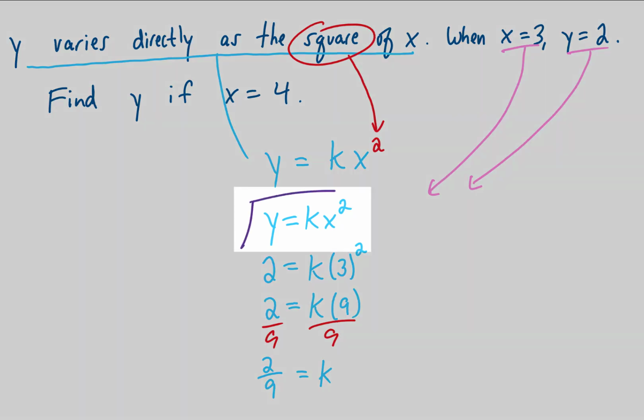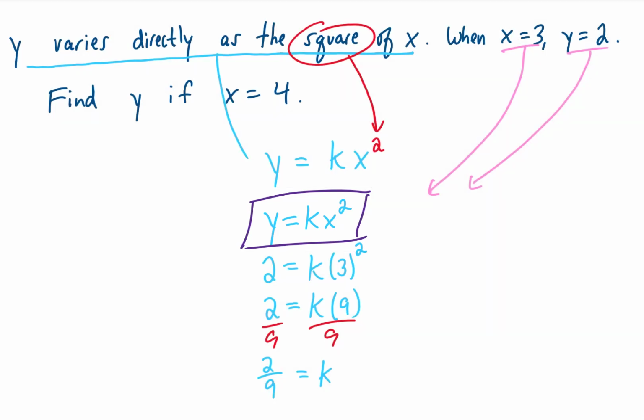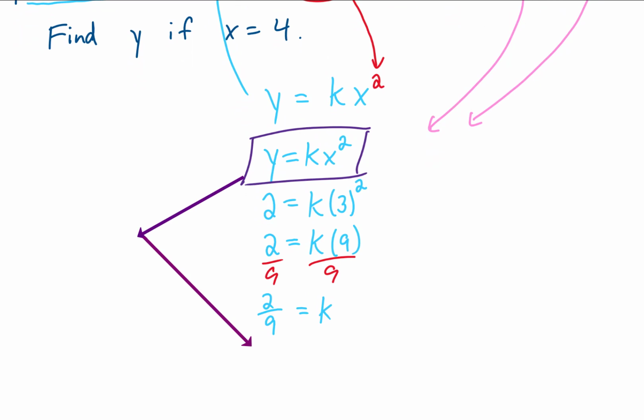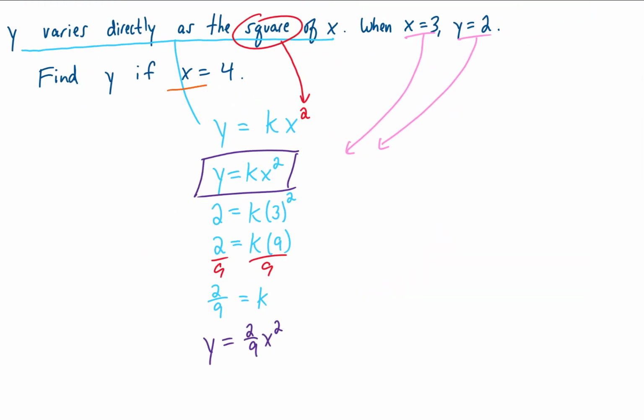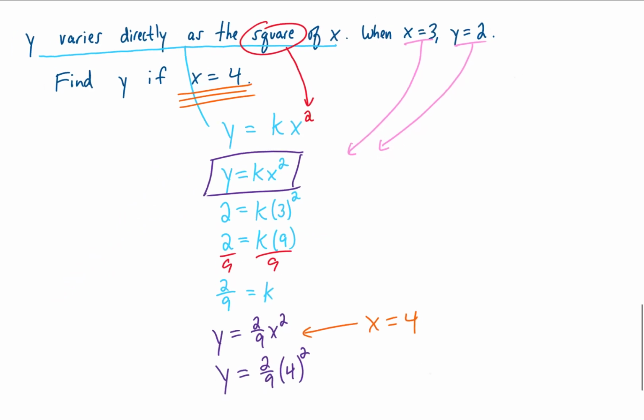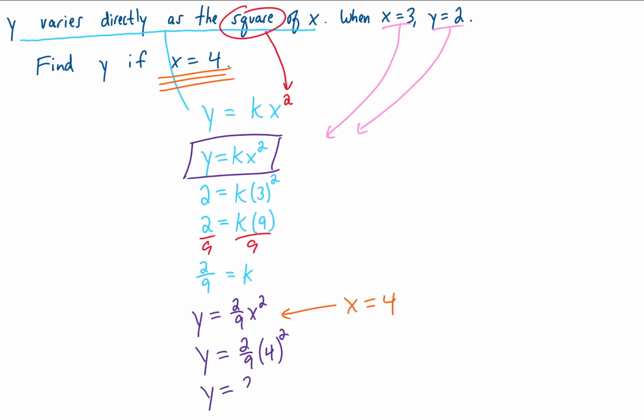Now our original equation of variation looked like y equals k times x squared, but now we have k equals 2/9. So I'm going to plug that k equals 2/9 into this formula, and we get y equals 2/9 x squared. That is our new equation of variation for this problem. Finally, we're told that x equals 4 and we're asked to find y. So we can take that x equals 4, plug it into this final equation of variation, and we get y equals 2/9 times 4 squared. We can simplify this. 4 squared equals 16. If we multiply 16 times 2/9, we can think of that 16 as 16 over 1. In other words, that 16 just multiplies the numerator of the 2/9, and we get 32/9 as our final answer.